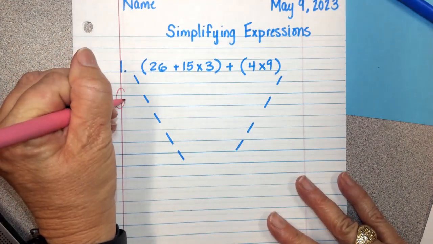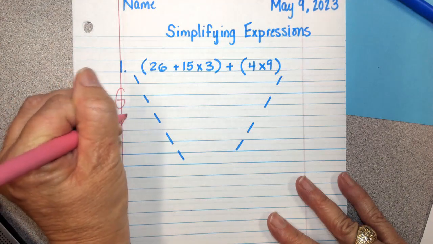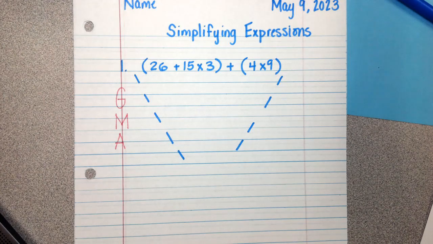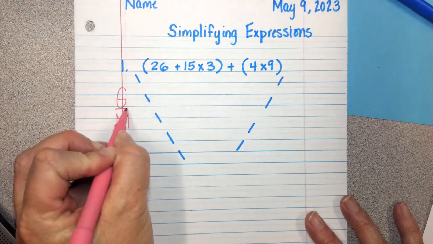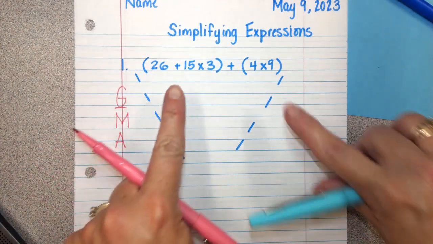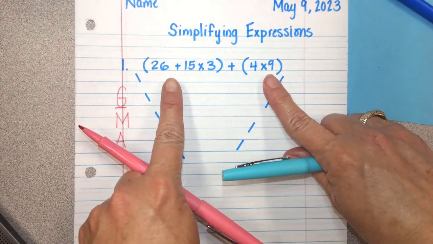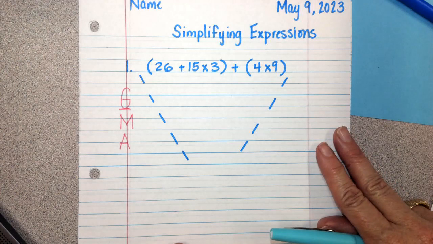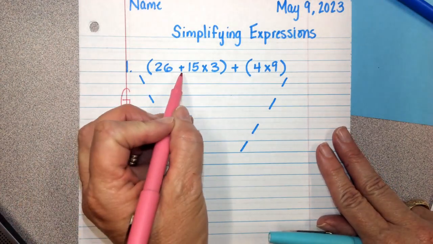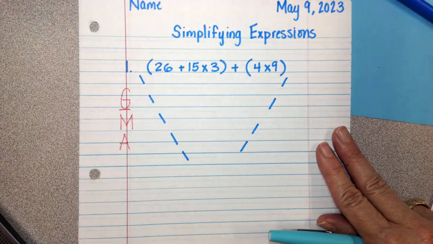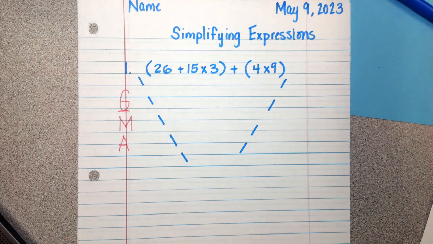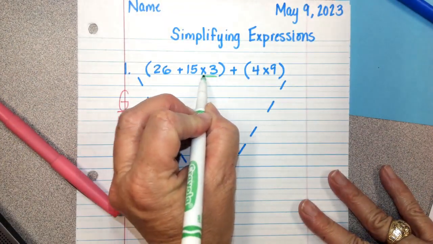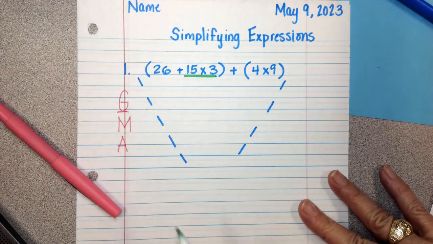So I'm going to go ahead and write GMA over here to the side. And I am going to think about what G stands for. G stands for groupings, and so we do have 2 grouping symbols. And since we have 2 grouping symbols, we're going to go ahead and start with the one that is at the front. I have adding and I have multiplying, and when I have 2 options, I want to go with multiply over adding first. So I'm going to go ahead and underline this portion, and I'm going to begin solving.